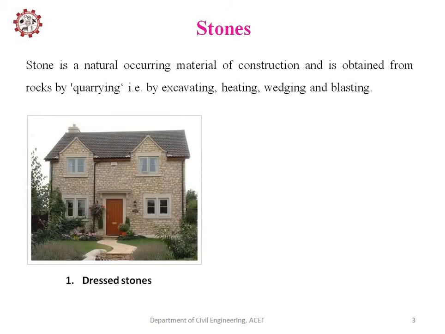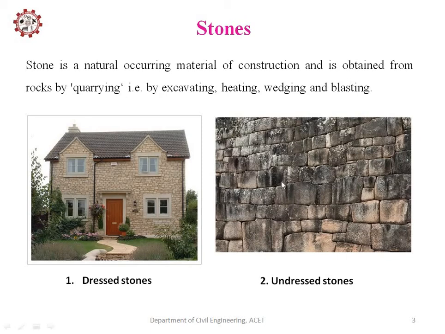You can see the first figure is dressed stones, students. Dressed stones means the stones which are placed in a typical fashion. You can see layer by layer, one layer after another, the stones are placed, and these are known as dressed stones. Second, if you can see, these are undressed stones. The stones of irregular shape are placed as per their shape and size. So these are known as undressed stones.